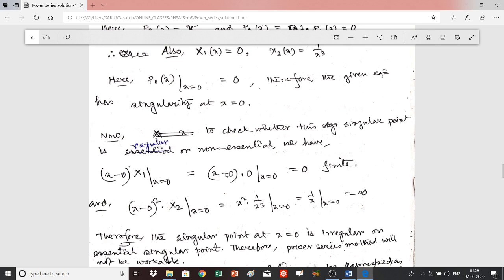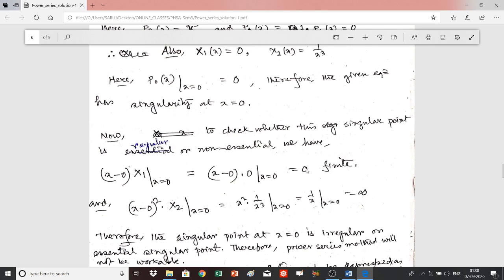That is equal to x minus 0 into x1. What is the value of x1? X1 is equal to 0. So it is equal to 0 and this is a finite value. And then what was the condition? The condition was x minus a whole square into x2 at x is equal to a. Here a is equal to 0. So x minus 0 whole square into x2 at x equal to 0, that is equal to x square into the value of x2. The value of x2 is 1 by x cube, that is 1 by x at x equal to 0, and if we use the value x equal to 0, it has the value infinity.